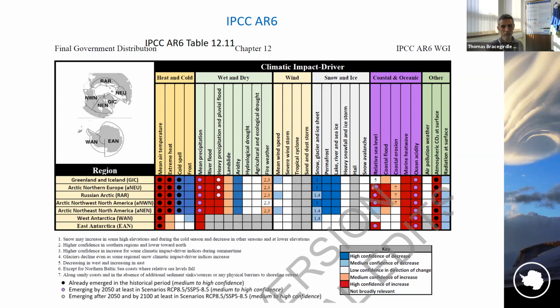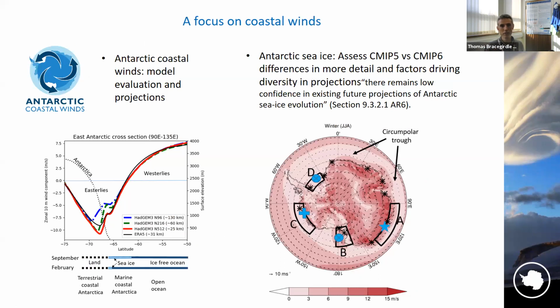There's not much time left, so I'll very quickly just mention a couple of projects we're working on at BAS. One of them is a new project focusing more on coastal winds around Antarctica. It started this year and it's running for 3 years, and it's looking beyond the sort of circumpolar westerlies viewpoint, but more the details of what's happening along the coastlines of Antarctica.